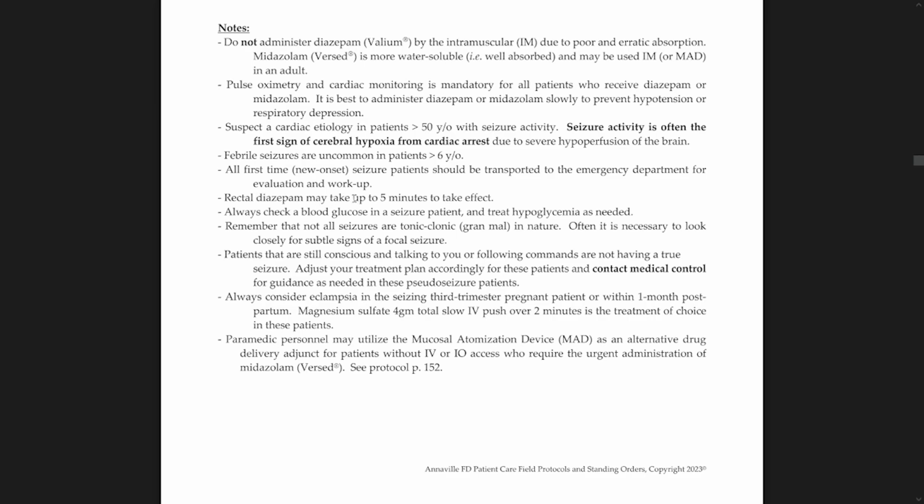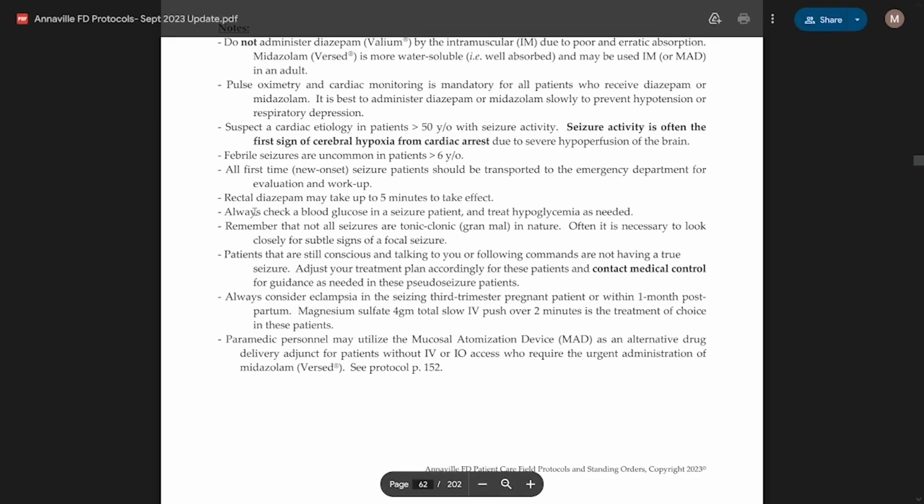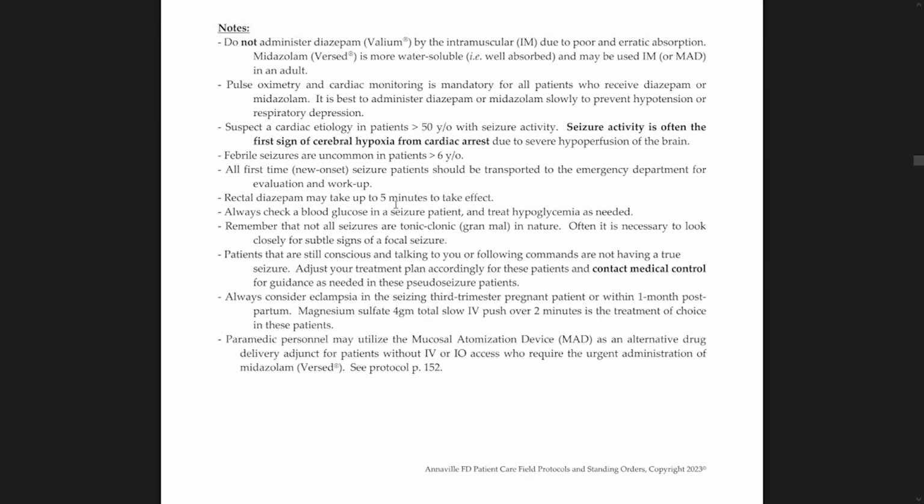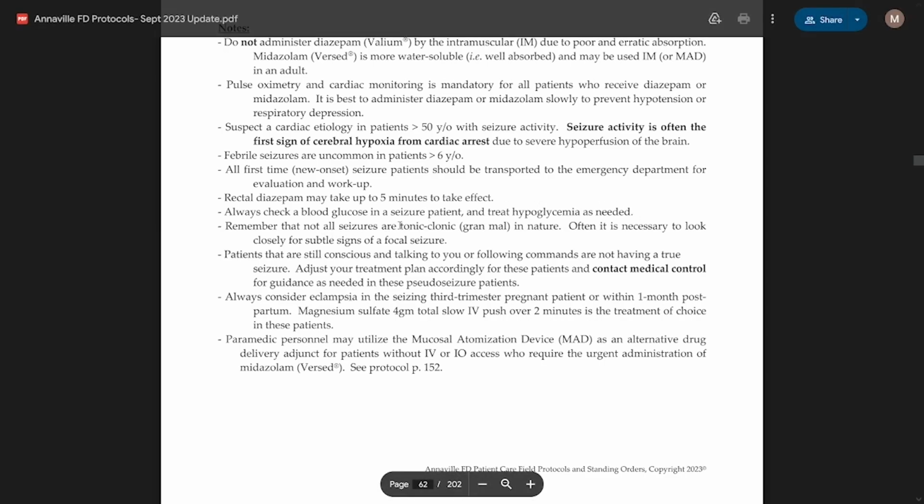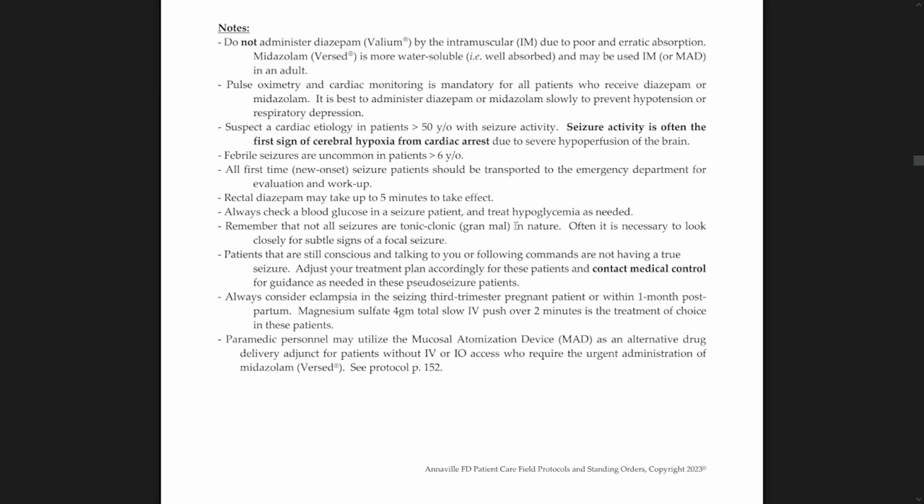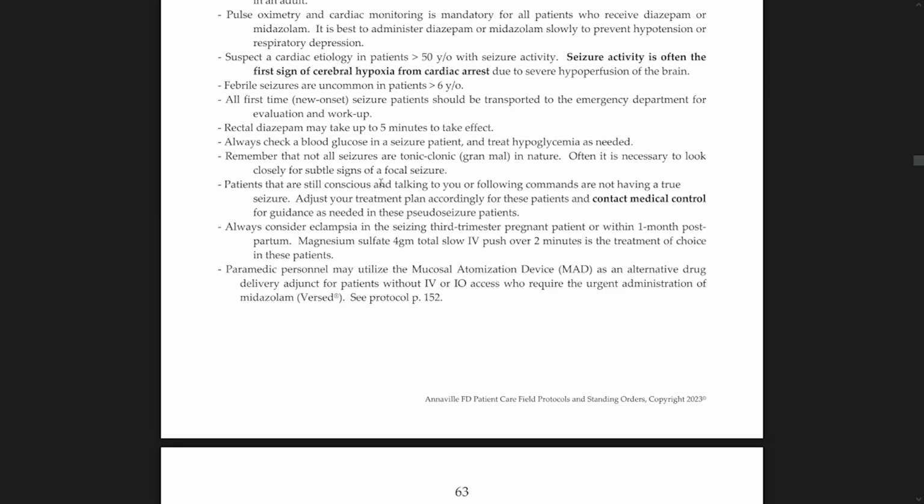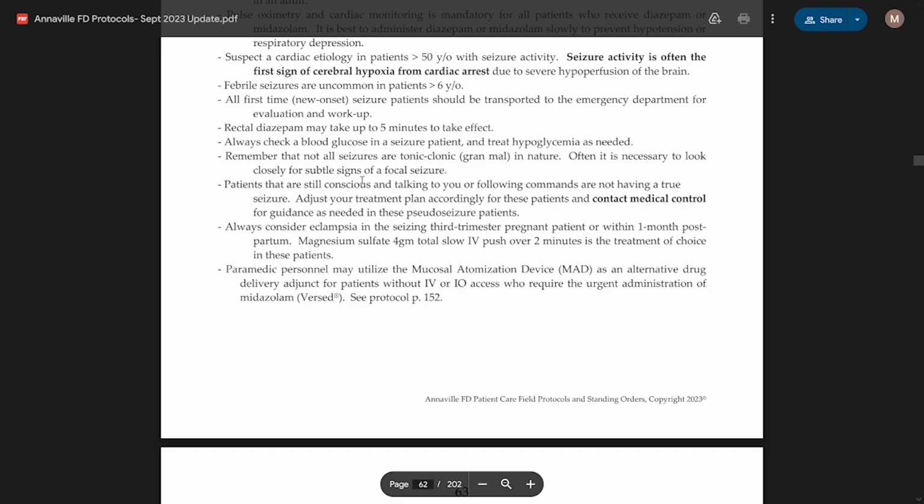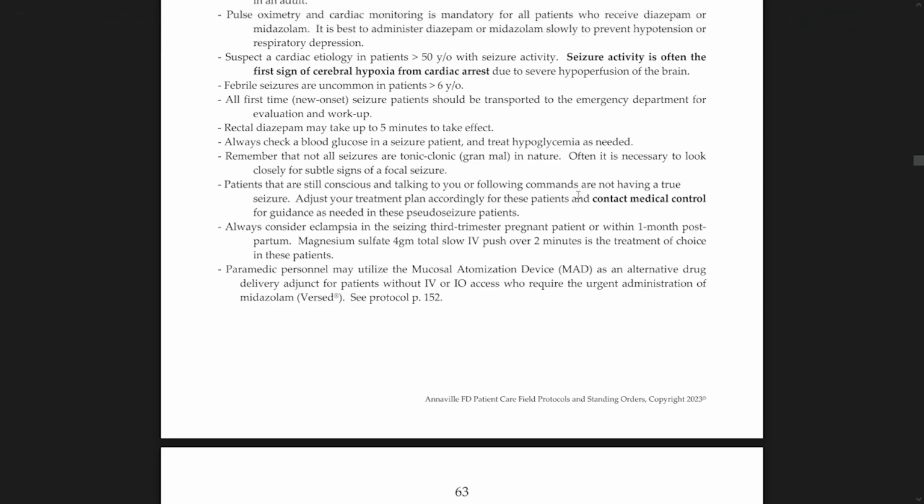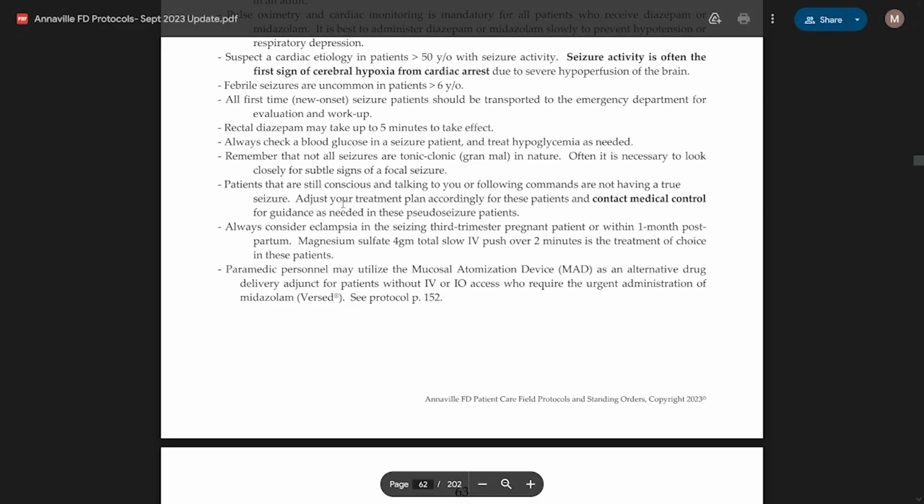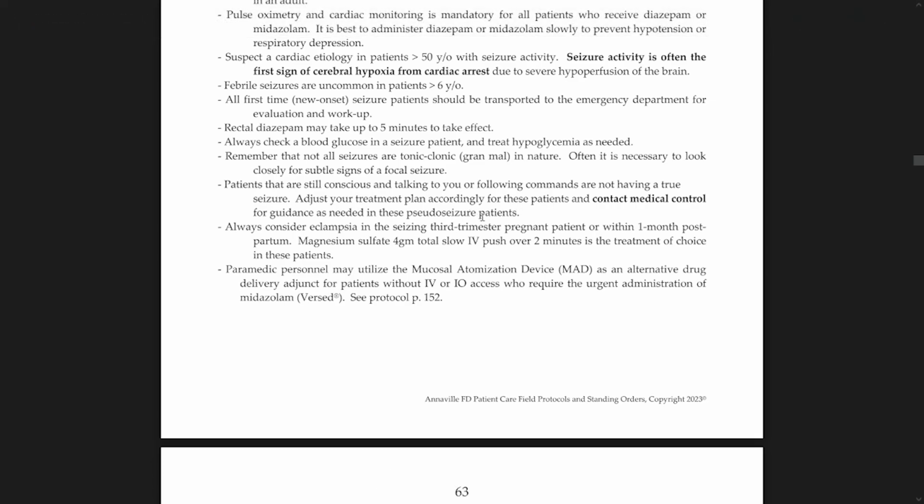Rectal diazepam may take up to 5 minutes to take effect. Always check a blood glucose level in a seizure patient and treat hypoglycemia as needed. Remember that not all seizures are tonic, clonic, or grand mal in nature. Often it is necessary to look closely for subtle signs of a focal seizure. Patients that are still conscious and talking to you or following commands are not having a true seizure. Adjust your treatment plan accordingly for these patients and contact medical control for guidance as needed in these pseudo-seizure patients.